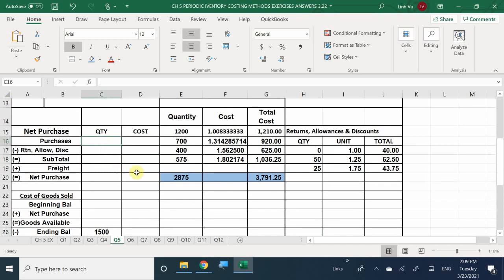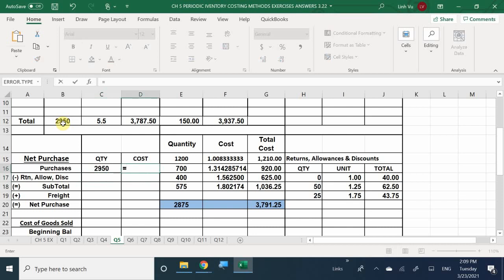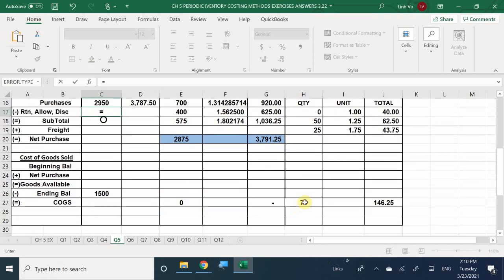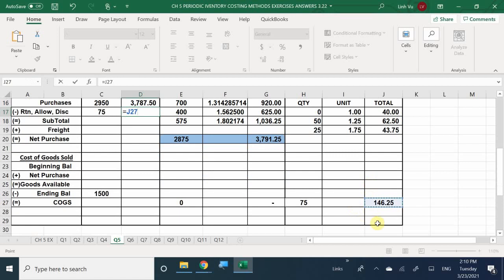Right. So now working our way up into the net purchases. So let's go ahead and solve for that. How much in grand total did I purchase originally? 2950. All right. And what was the original purchase price for it? 3787.50. Correct. Okay. Did we have any returns or allowances? Yes, we did, right? We tallied it up. We returned a total of 75 items, and it cost us a grand total of 146.25.